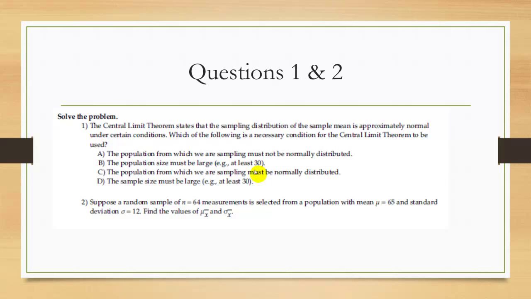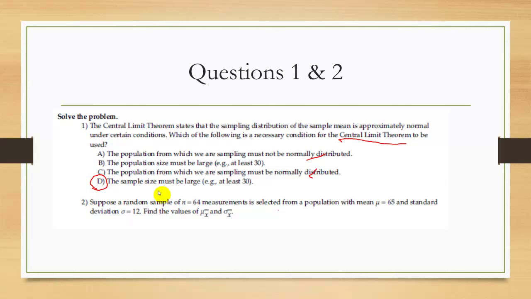So the central limit theorem states that if you have a large sample, if n is greater than or equal to 30, then the sampling distribution of x bar is also normal. The only option that talks about a large sample is option D, so that is our final answer.